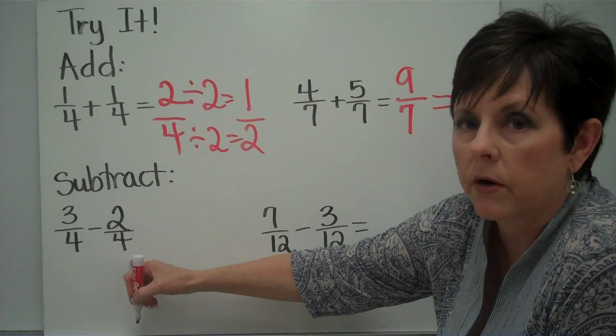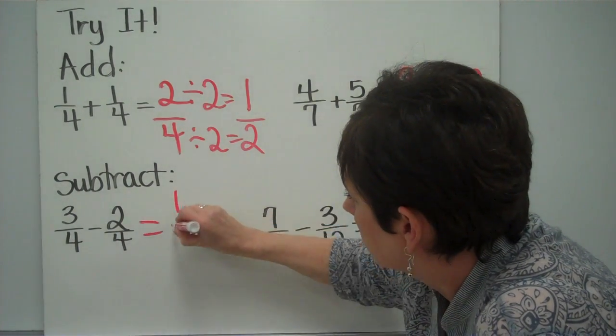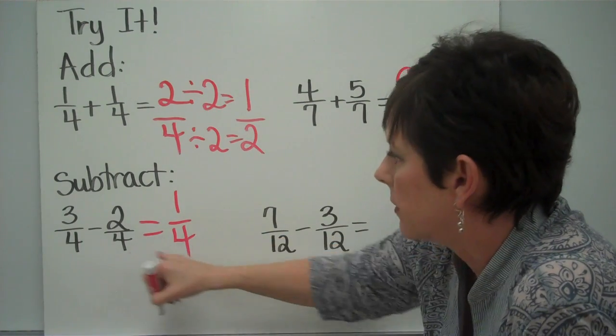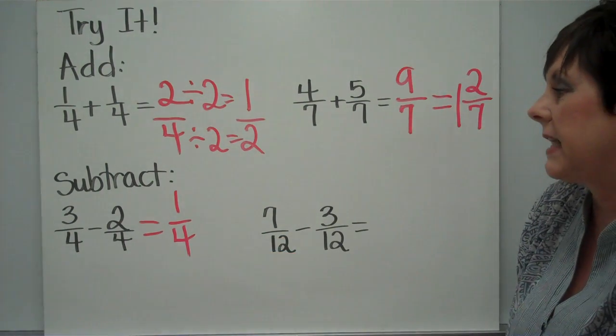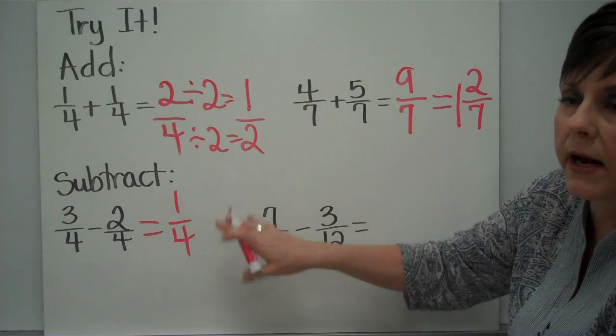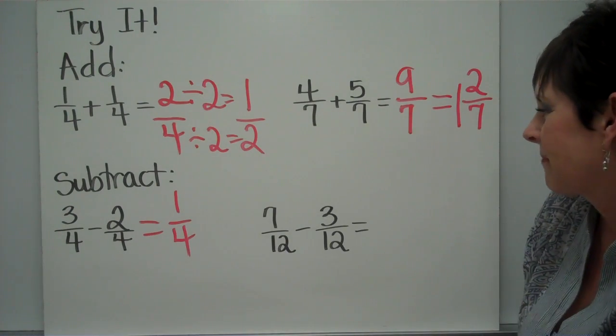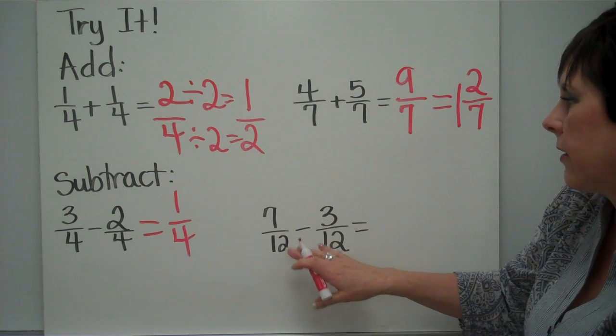Let's subtract. 3/4 minus 2/4. 3 minus 2 is 1. And 4, because there's a 4 on the bottom. Does that need to be simplified? No, because there is nothing that 1 and 4 can both be divided by, and 1 is not an option in this case.